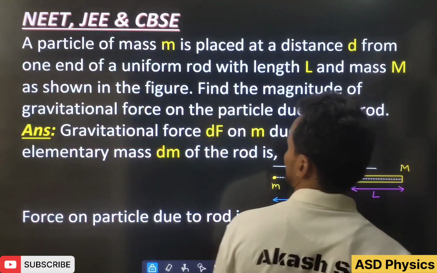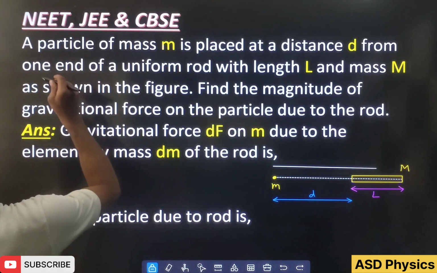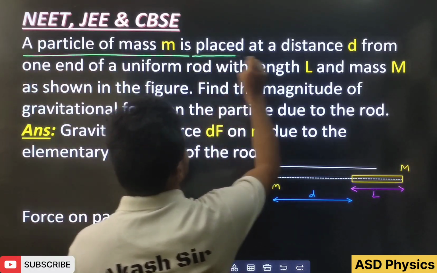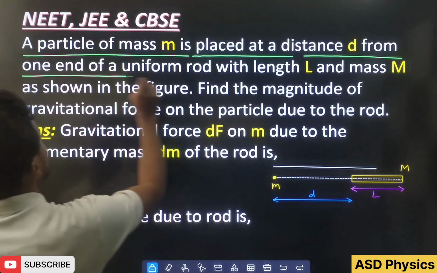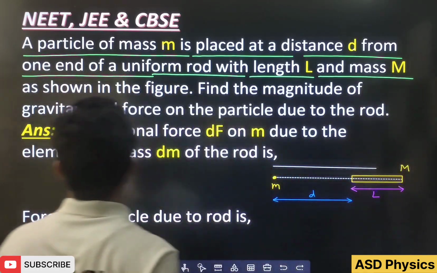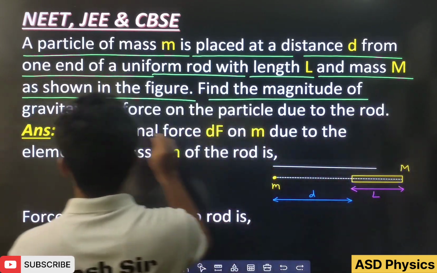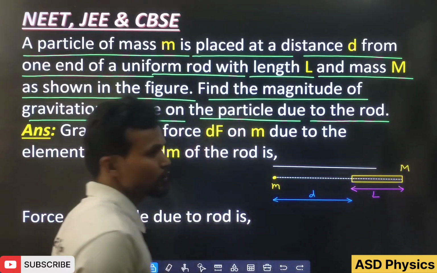Now let's see here please. Now this is very important, especially they used to ask in JEE and all. Kindly see here, the previous situation we are seeing. A particle of mass m is placed at a distance small d from one end of a uniform rod with length L and mass capital M, as shown in the figure. Find the magnitude of gravitational force on the particle due to the rod.